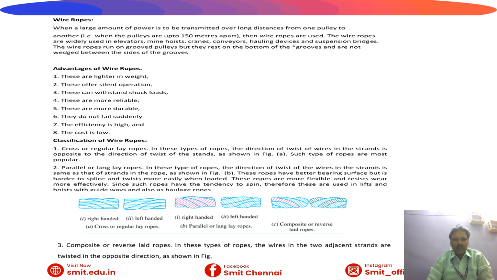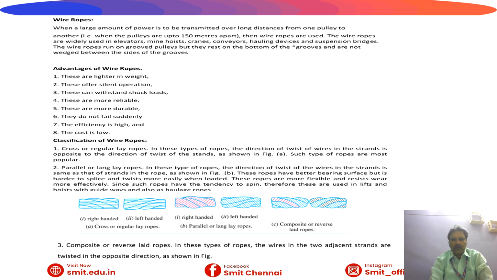Classification of wire ropes: cross or regular lay ropes. In these types of ropes, the direction of twist of wires in the strands is opposite to the direction of the twist of the strands. So that will be opposite. That is called cross. By the meaning, it is crosswise. Parallel means the direction of twist of the wires in the strands is the same as that in the direction of strands in the rope.